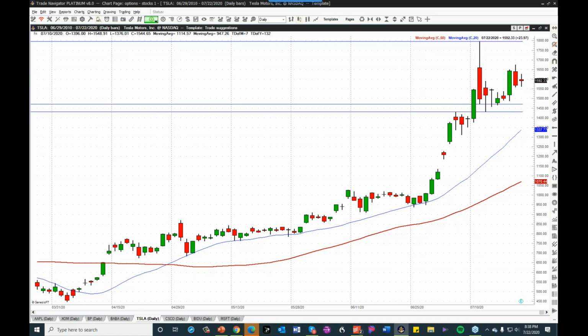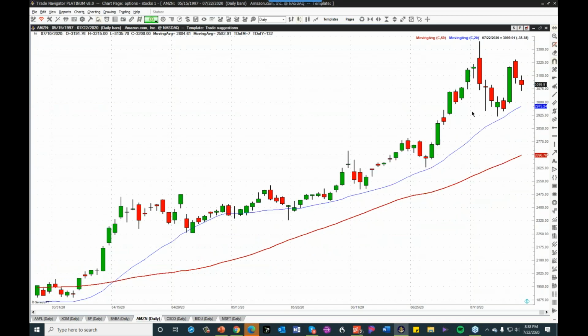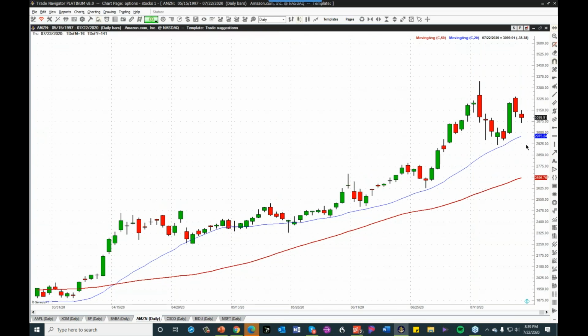Okay, next is Amazon. Okay, this is not a dark cloud cover because the red real body did not get more than halfway into the green candle. So I'm not defining this as resistance. But this I am. Look at the size of this red real body compared to the small green candle. In fact, this red real body wrapped around 2 green candles. So that defines it as pretty important resistance. And that's what I would now have as my first resistance area.